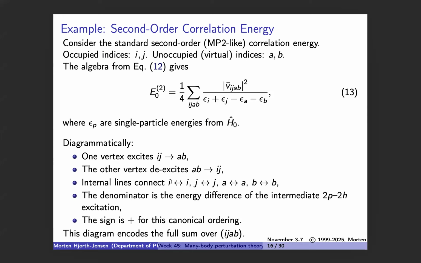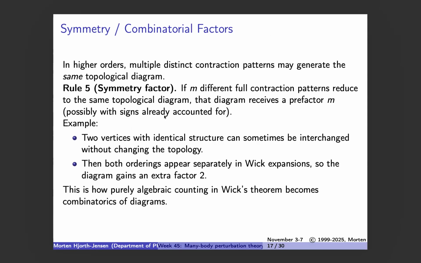And you have the internal lines when you do the contractions, which contract with these different lines. And then the denominator is the energy difference of the intermediate two-particle, two-hole line. In that case, you have two hole lines and two loops, and that gives a factor of +2. The symmetry factor is the one which gives a factor of 1 divided by 2, and that is due to the symmetry of the interactions. And there's a sketch of the proof down in the slides here.